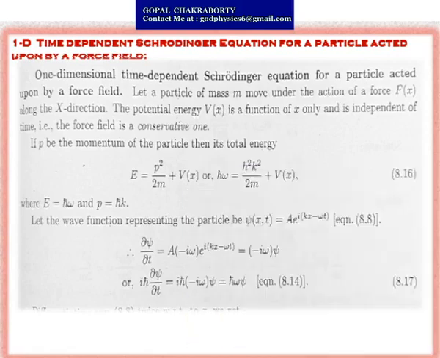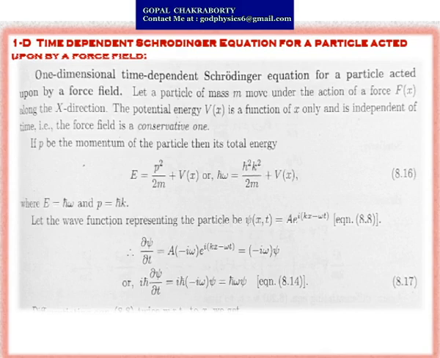As I have told you, the one-dimensional time-dependent Schrodinger equation is for a particle acted upon by a force field. Let the particle of mass m move under the action of a force F(x) along the x direction. The potential energy V(x) is a function of x only and is independent of time. Therefore the force field is a conservative one. Now if P is the momentum of the particle, then the total energy will be E equals P square by twice m plus V, where V is the potential.